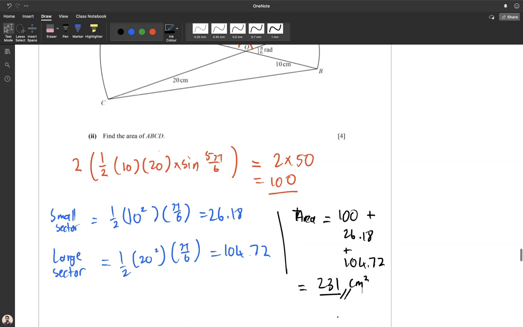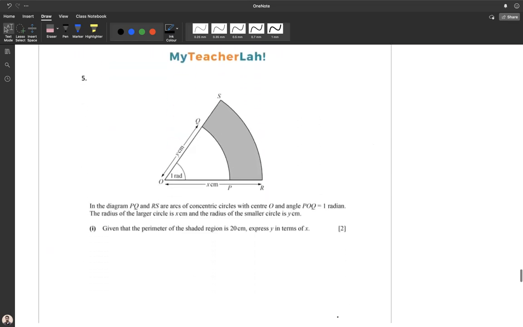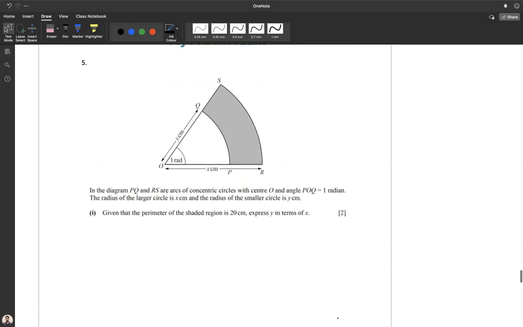I have one last question to go, which is this guy. This question is slightly more interesting because it was quite different from the rest of the questions that I saw. The fact that you are given unknowns on top instead of values means the perspective is a bit different. Given that the perimeter of the shaded region is 20, so the perimeter of the entire thing is 20, express y in terms of x.